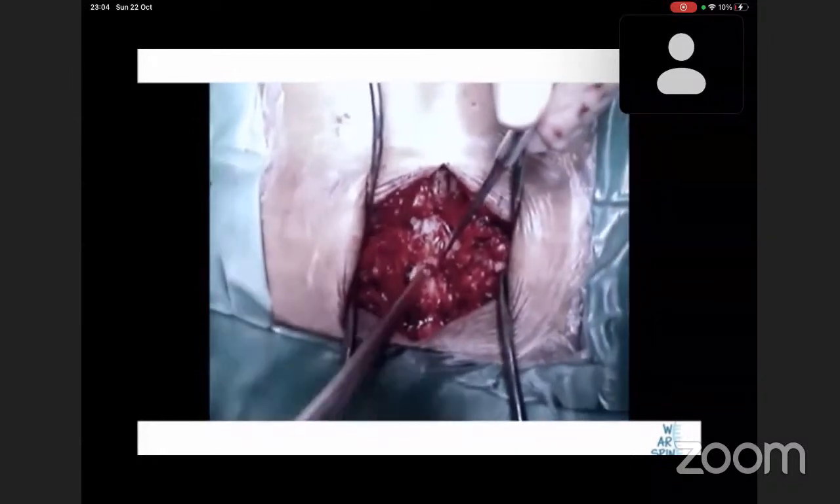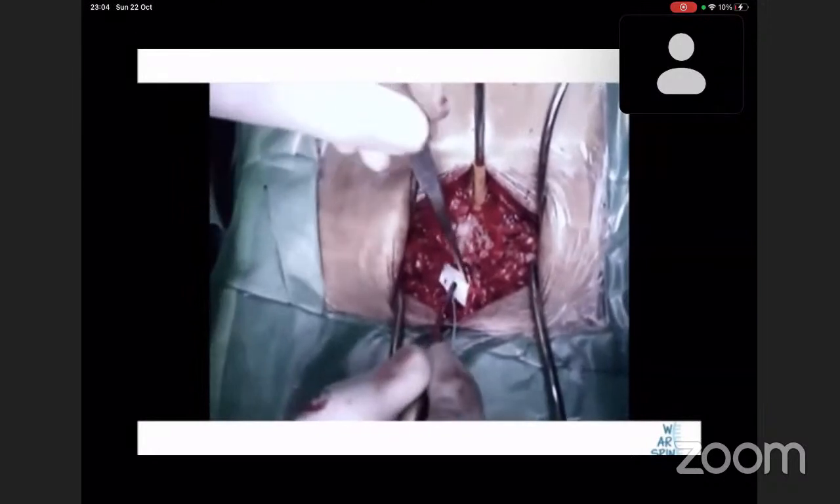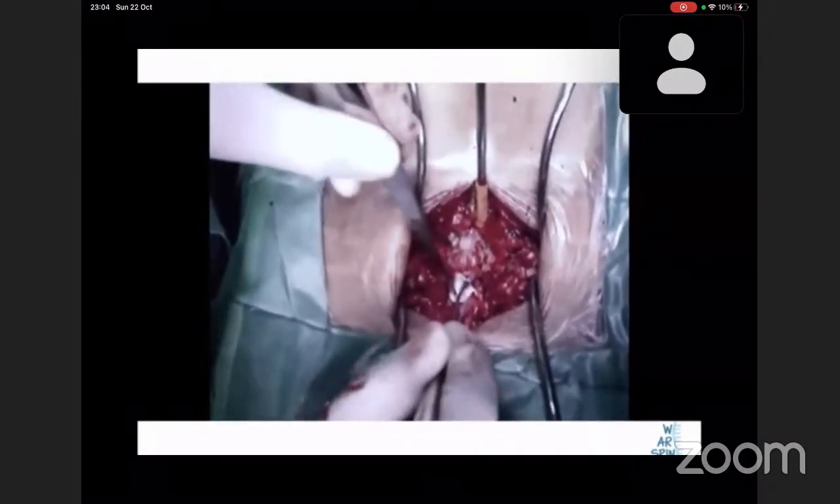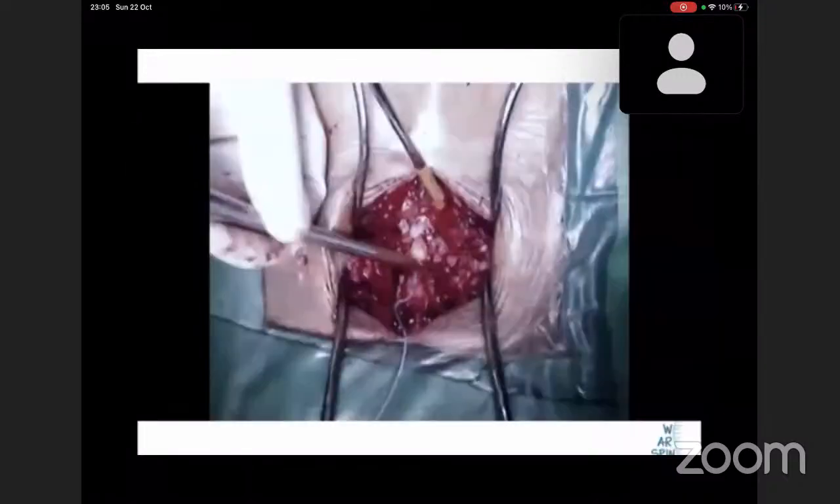Make sure that the surgical site is free of any blood so that you can visualize what you are taking. Watch out for innocuous looking fibrous strands between the dura and the ligamentum flavum. Don't be in a rush to identify the flavum and pull it out, because sometimes there are strands which can take a chunk of dural sleeve along with it, causing unnecessary dural injuries.